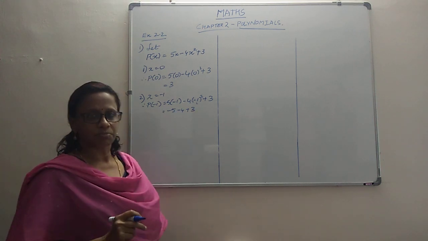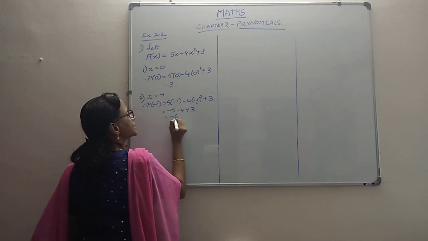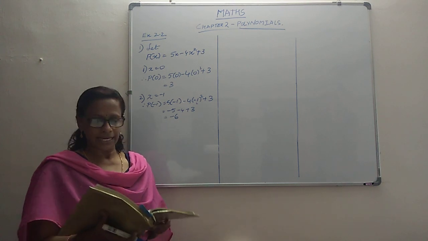Minus 5 minus 4, it's minus 9. Minus 9 plus 3 is going to be minus 6. The answer comes up as minus 6. The value of the polynomial is minus 6.